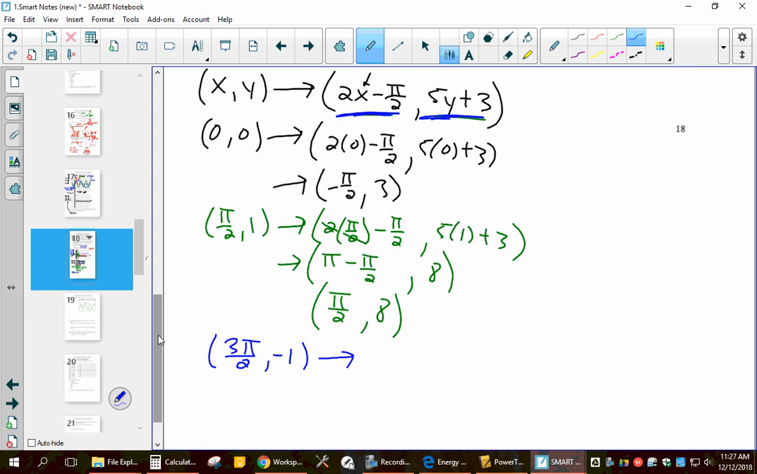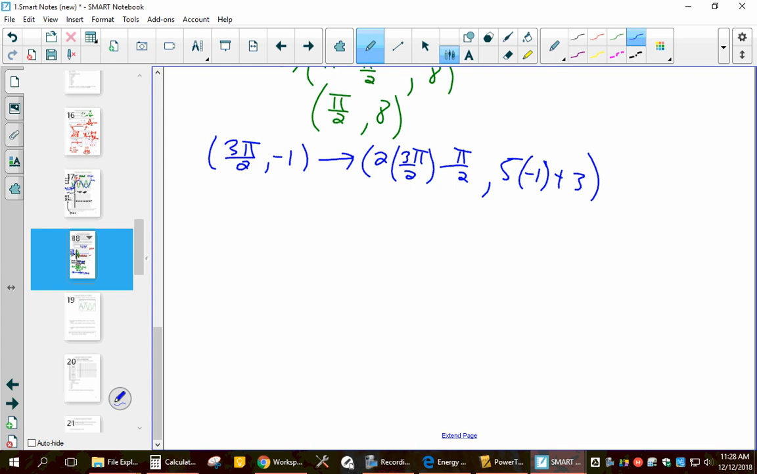So that's going to go to 2 times 3 pi over 2 minus pi over 2. Sorry, that should be minus, it looks funny. And then the y value would have been 5 times negative 1 plus 3. Those 2's would cancel, so we've got 3 pi minus pi over 2. And this is negative 5 plus 3, so that would be negative 2.